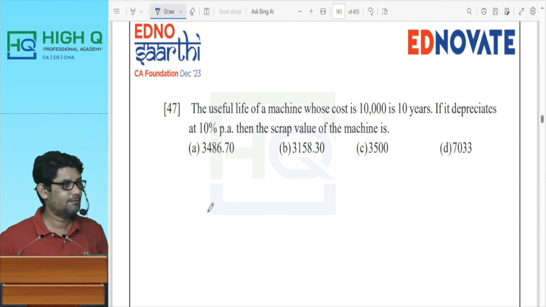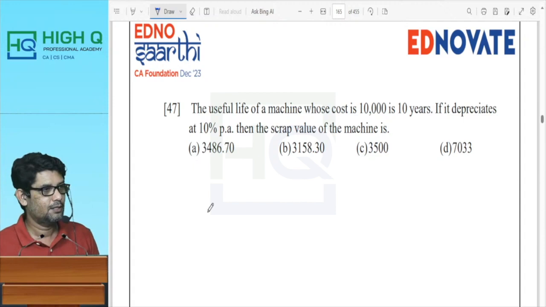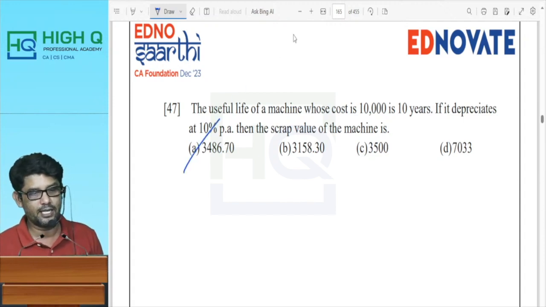Depreciation again. Same numbers also same, only the situation is different. Correct? I think you can give the answer. I think option A, last time also the same answer came.